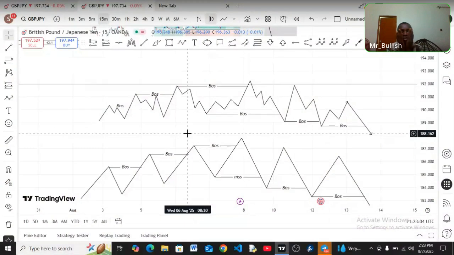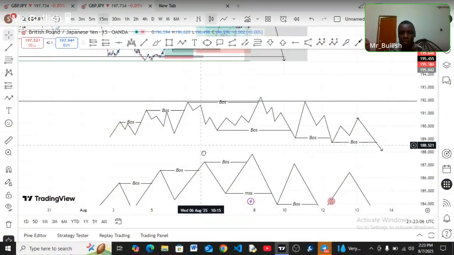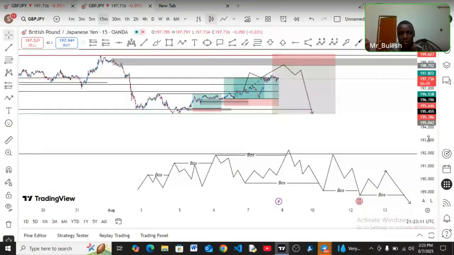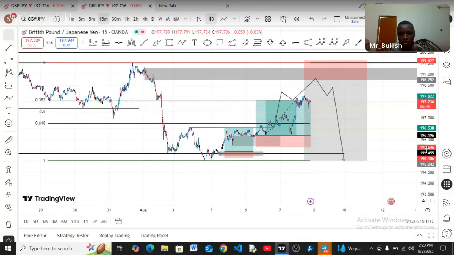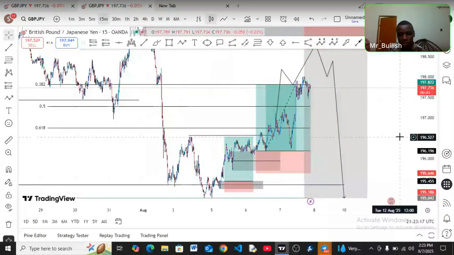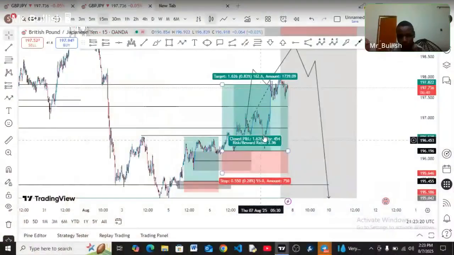Now, what's an internal market structure? Let's see this chart here, this particular chart up here. Let's see if we can use it for something. You see this trade, I took it yesterday. I missed this one and I took this one, and now I'm waiting for the external move, the main move.